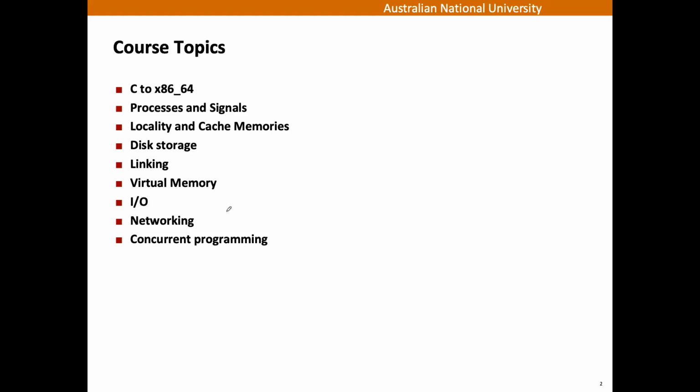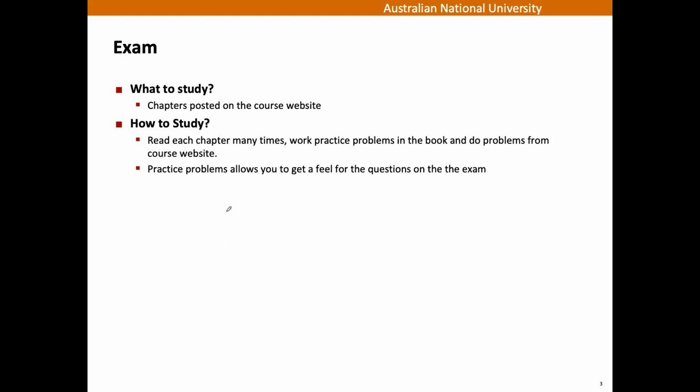So here are all the concepts we have covered in the course. C to x86, processes, locality, cache memories, disk storage, linking, virtual memory, I/O, networking, and concurrent programming. So this is the foundation of systems and systems programming that we want you to take from 2310. And this is going to help you in a lot of different ways in the future. You have the foundation and you can take one course on operating systems and networking. And okay, let's talk about the exam.